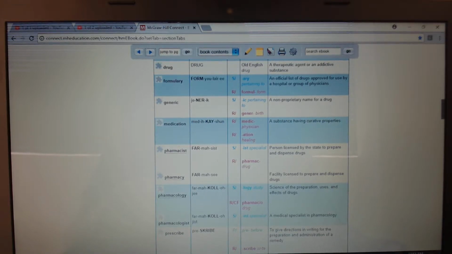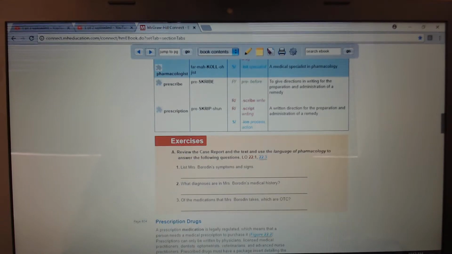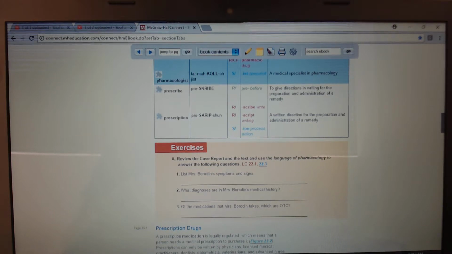Pharmacology, science of the preparation, use, and effects of drugs. Pharmacologist, a medical specialist in pharmacology. Prescribe and prescription. Prescribe is to write, script is writing. So prescribe is to give medications in writing for the preparation and administration of a remedy. And then prescription is a written direction for the preparation and administration of a remedy.